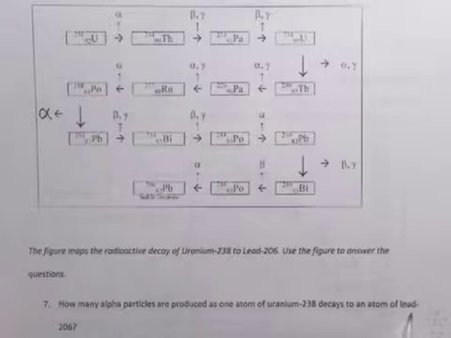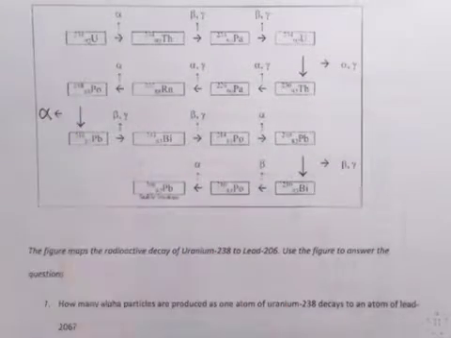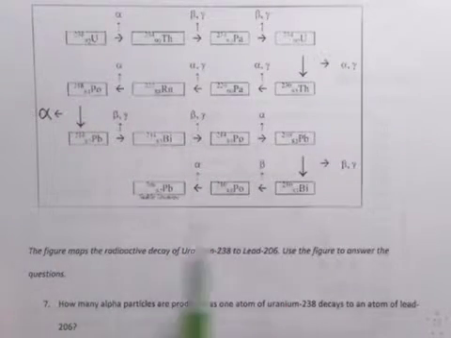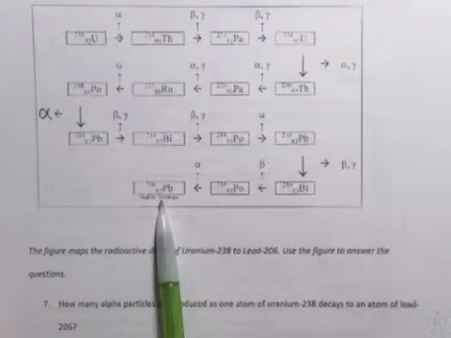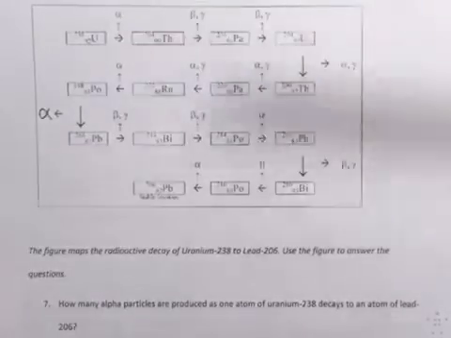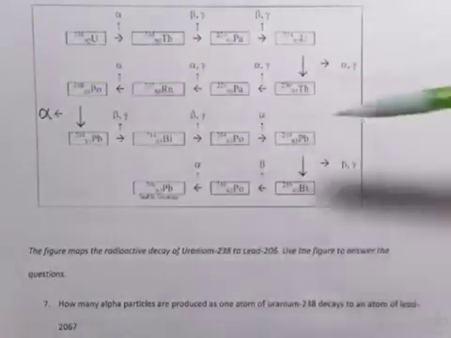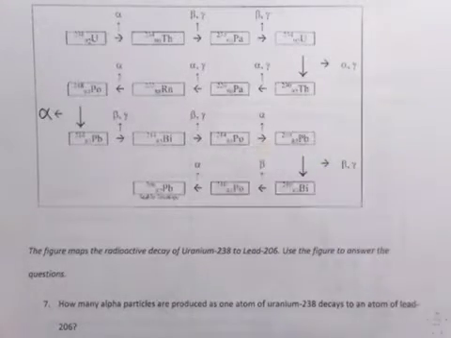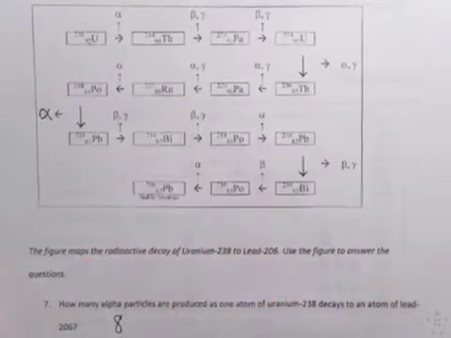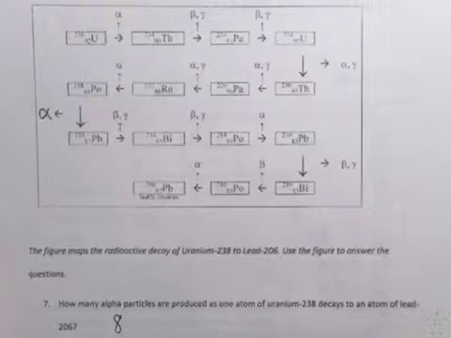On this, everybody was kind of freaked out because they were having a hard time seeing the numbers, but not once does it ask you to look at the numbers on here. It says how many alpha particles are produced when uranium-238 decays to lead-206. So all the way to here. How many alpha particles are produced? And you can see those. There's 1, 2, 3, 4, 5, 6, 7, 8. 8 of them. All you have to do is read the chart.